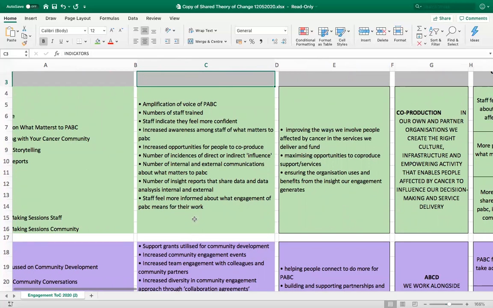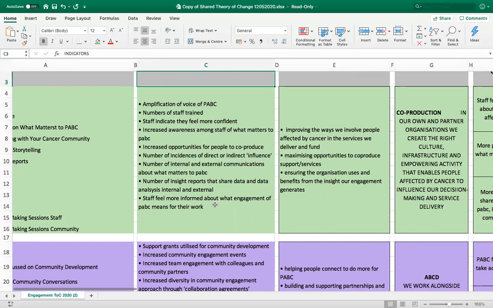We can see that they're outcomes because they tell us about that direction of change. So increased and more informed and so on. So we want to take those out of the indicators, but we do need to measure them somehow. So, for example, staff feel more informed about what engagement of PABC means for their work.